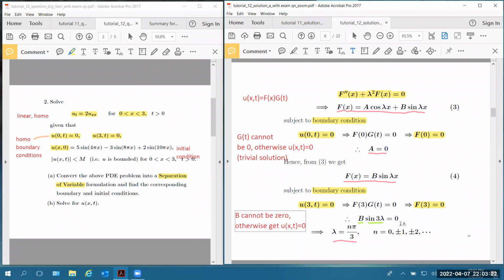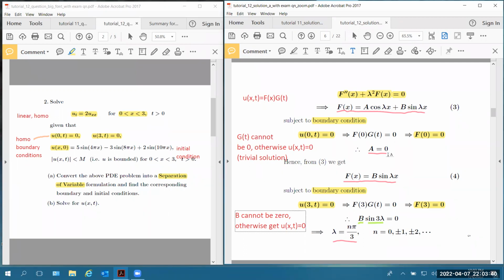And sine 3 lambda equal to 0 means what? 3 lambda equal to n pi, where n is an integer. So that means lambda is n pi over 3, where n is an integer. All right, so that's the best we can do.